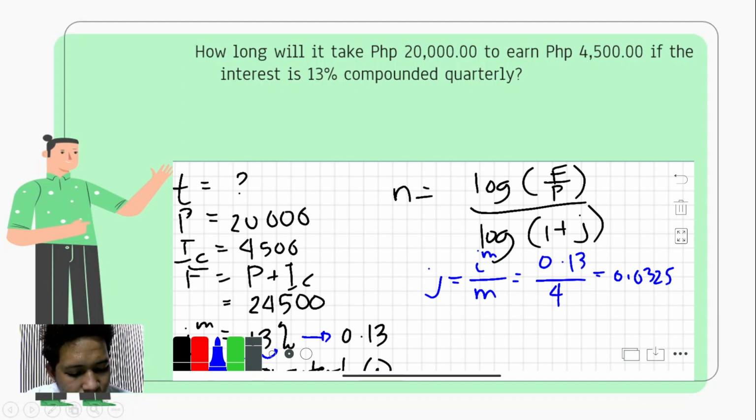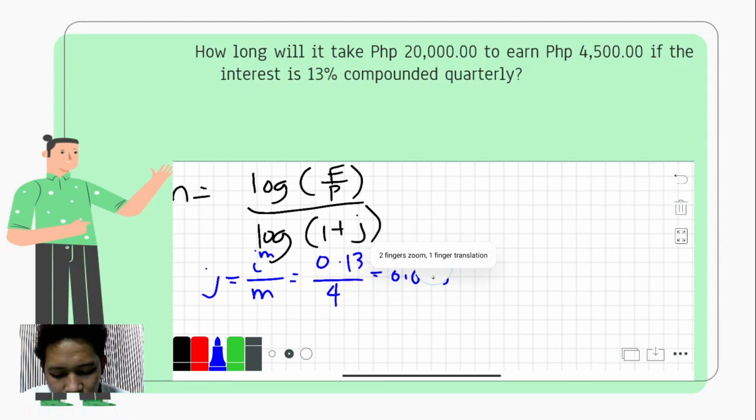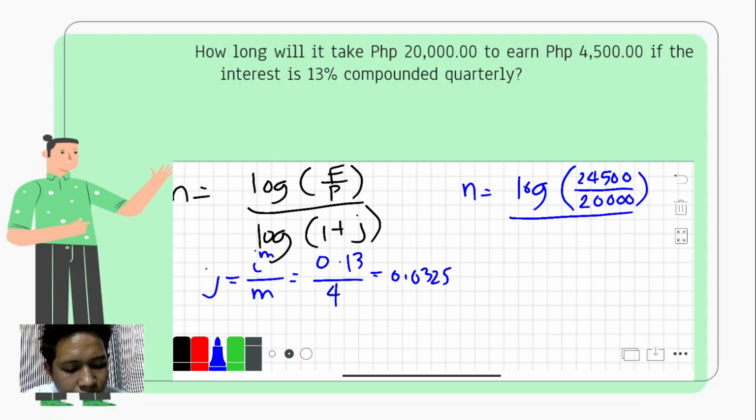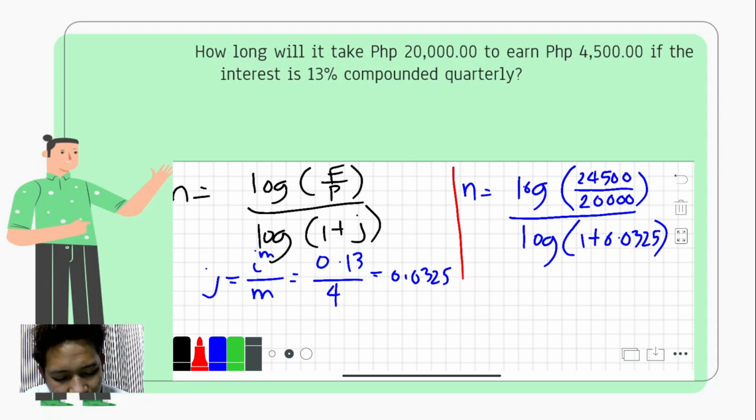Okay? So, we will now have n equals the log of our future value na compute natin is 24,500 over our principal, that is 20,000, over the log of 1 plus j. Our j is 0.0325. Okay, so we'll have, so divide, hatiin lang natin yan.